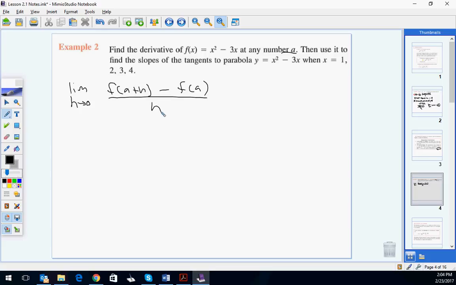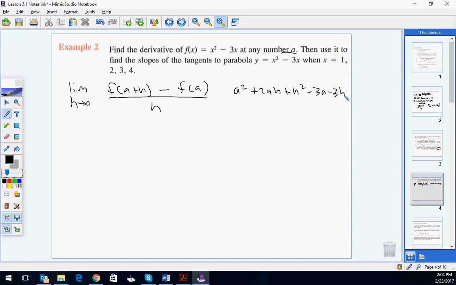f of a plus h, so that means (a plus h) squared. (a plus h) squared would be a squared plus 2ah plus h squared. And then the second piece of it, minus the 3x, would be minus 3a minus 3h. Okay, so that would just be the left piece. I'll do the right piece in a second here.